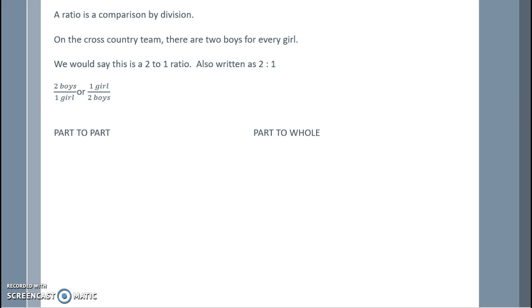So again, part to part would be boys to girls, 2 to 1, or girls to boys, 1 to 2, versus part to whole, boys to total. There are 3 total people on the cross-country team, so boys would be 2 to 3, and girls would be 1 to 3.